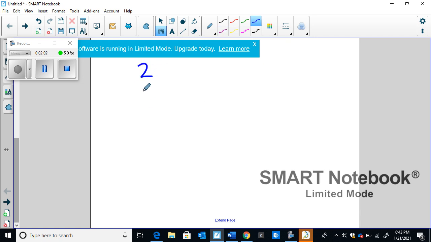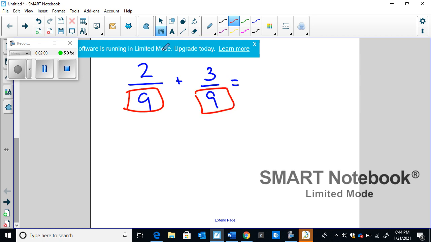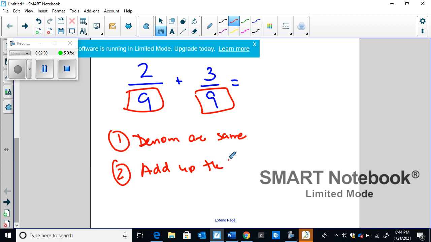And we said, okay, if I have 2 over 9 plus 3 over 9, the first thing you need to check is that the denominators are the same. If they're the same, that means the cake is split up into the same number of pieces, they're the same size, we can put them together. So we check to see the denominators are the same. Now that they are the same, we're going to just add up the tops. So 2 plus 3 is going to be 5. And then the third step is that the denominator stays the same. So it does not change.